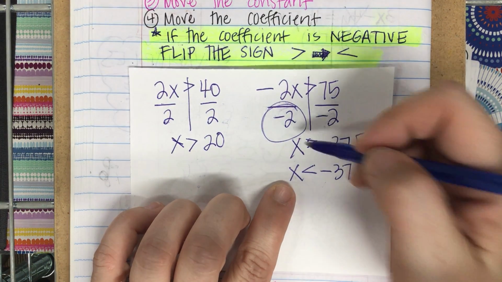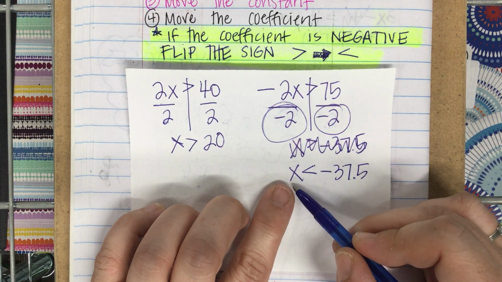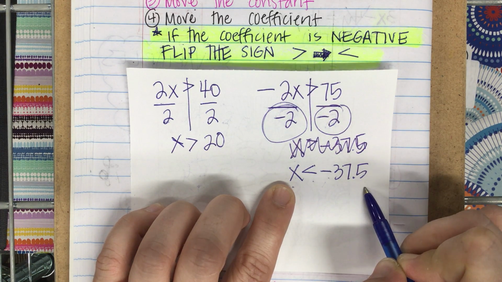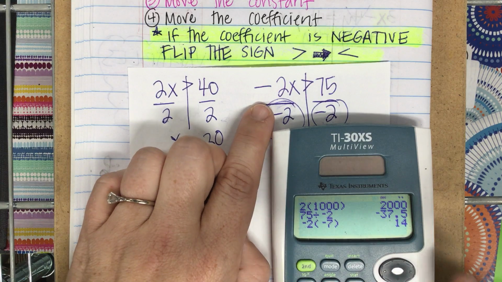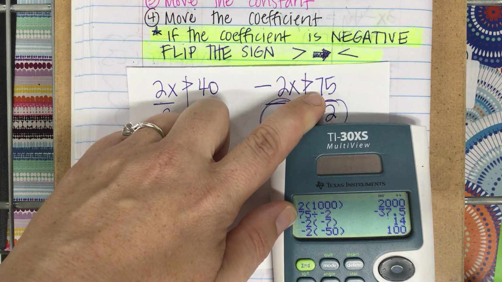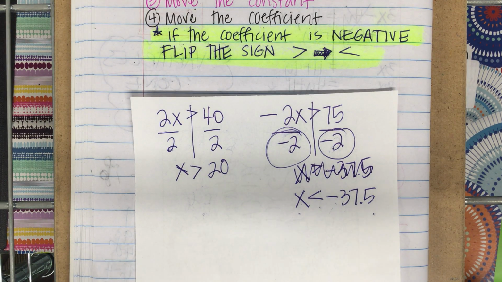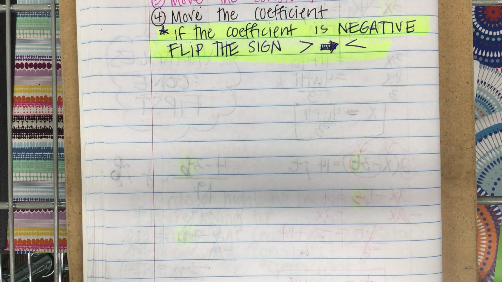So you're telling me now, because I had to flip my sign because I divided by a negative value, my coefficient was negative, now it reads x is less than negative 37 and a half. Jaden, can you tell me a number that's less than negative 37 and a half? Negative 50. So I'm going to type that in. Negative 2 times negative 50, and I should get a value that's greater than 75. Did I? So you have to flip your sign because that negative changes the information, correct? So when you have a coefficient that is negative, you have to flip your sign over. That's the new part. That's all it is. Let's do some practice.